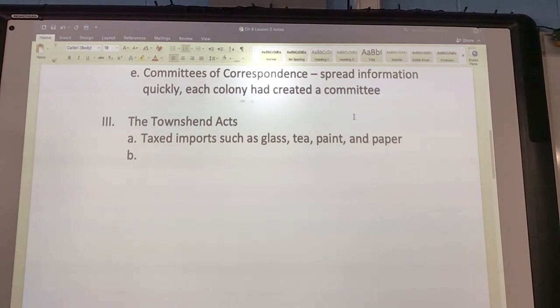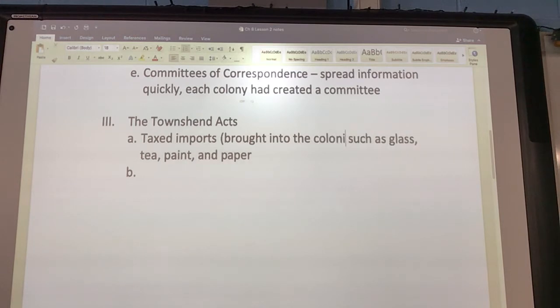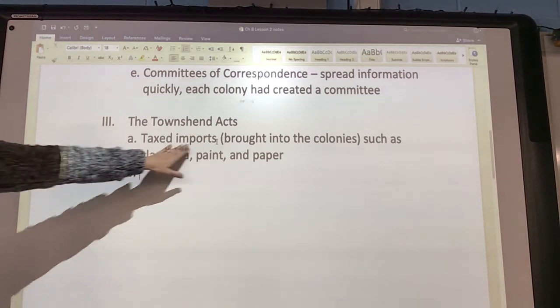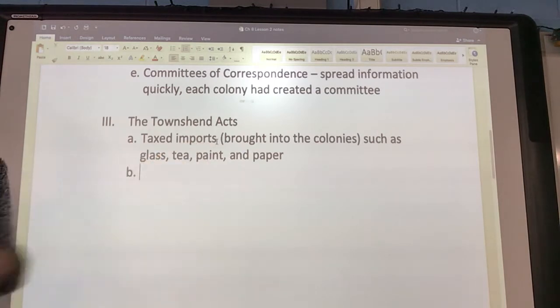Remember, imports are things brought into the country or into their land. And if you can't remember that, you might want to add that note. Okay. Export sends them out. It's exiting the colonies. Import is bringing it into the colonies. Brendan? Should we add that, please? You can. If you don't think you remember what imports are, then you might want to add that.